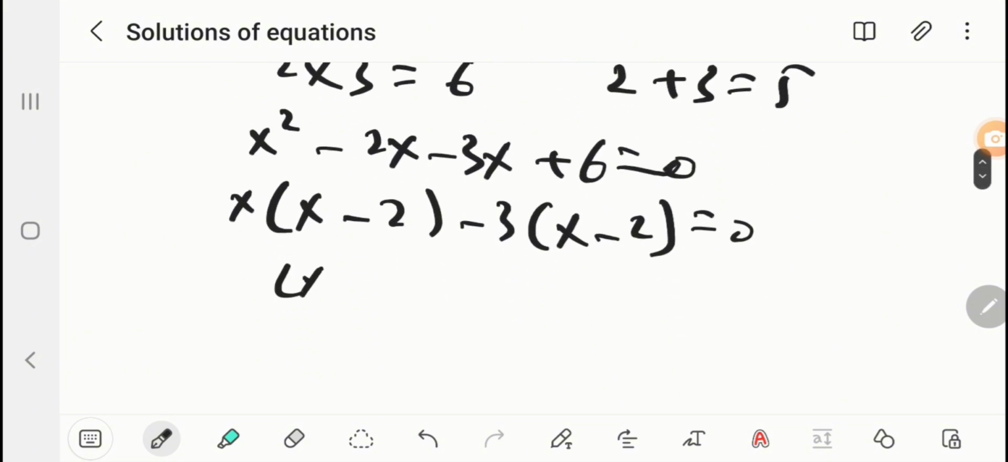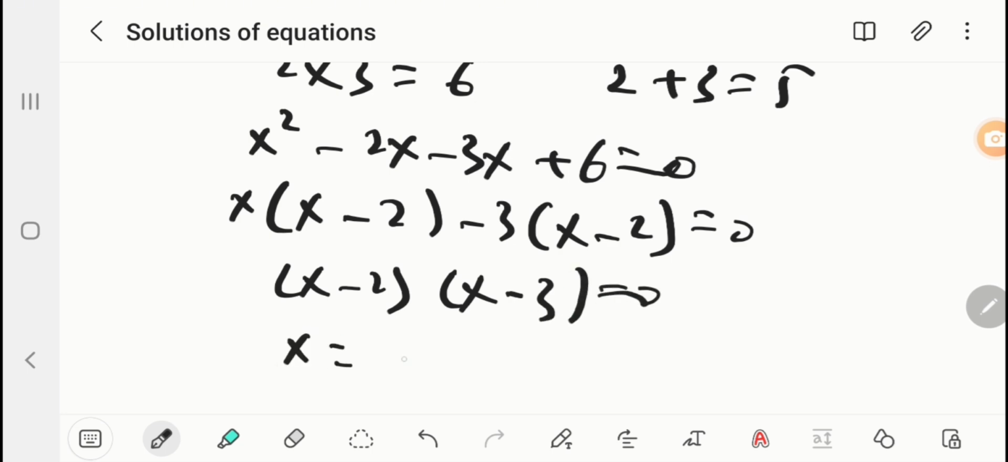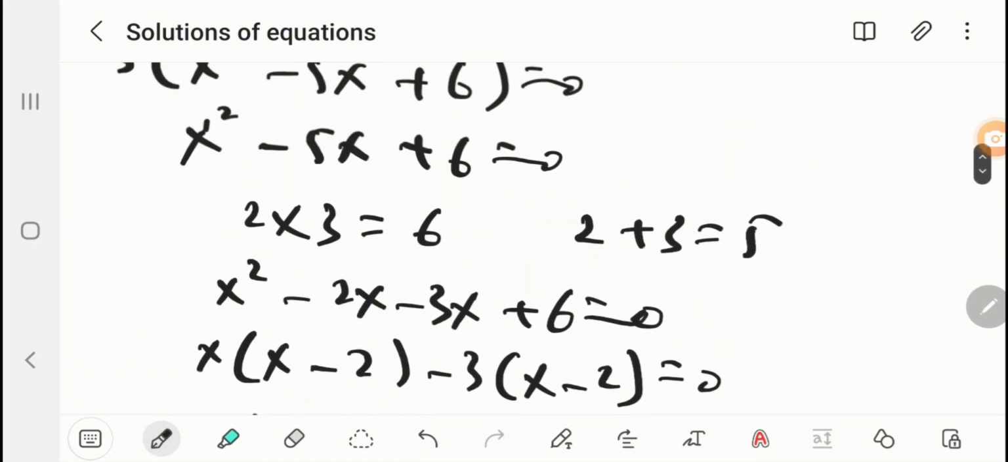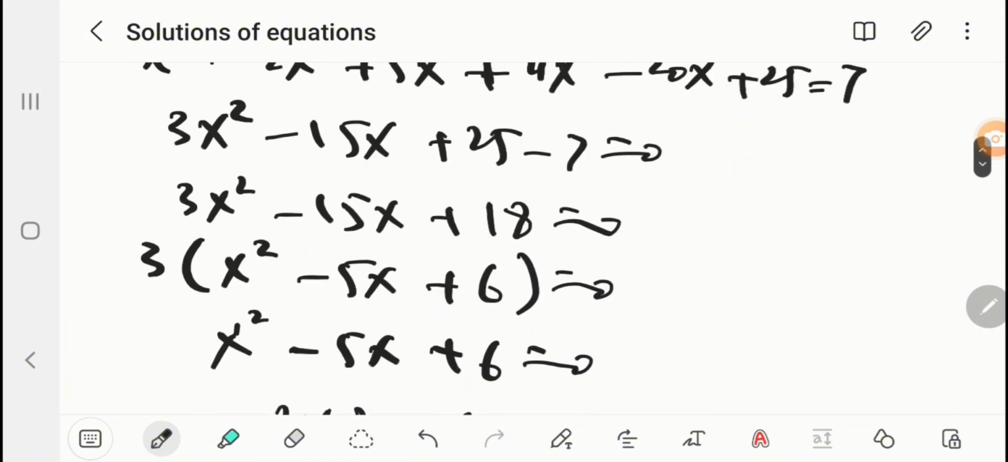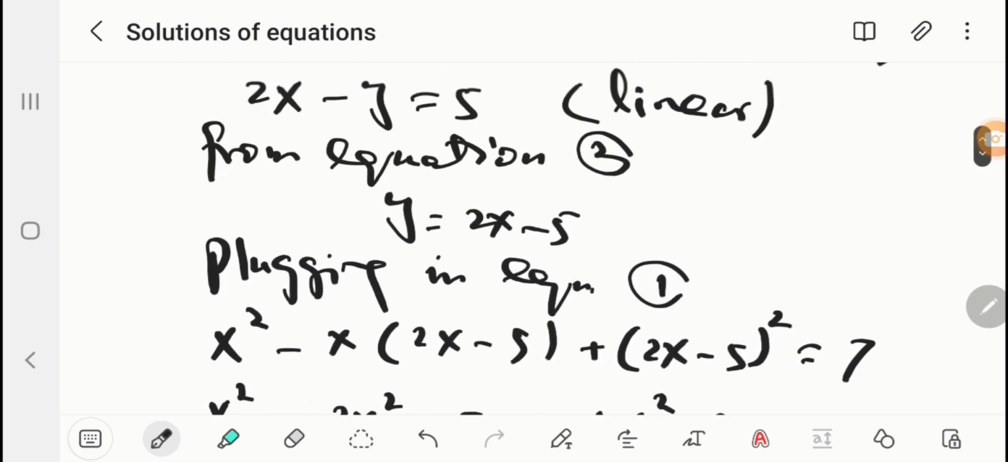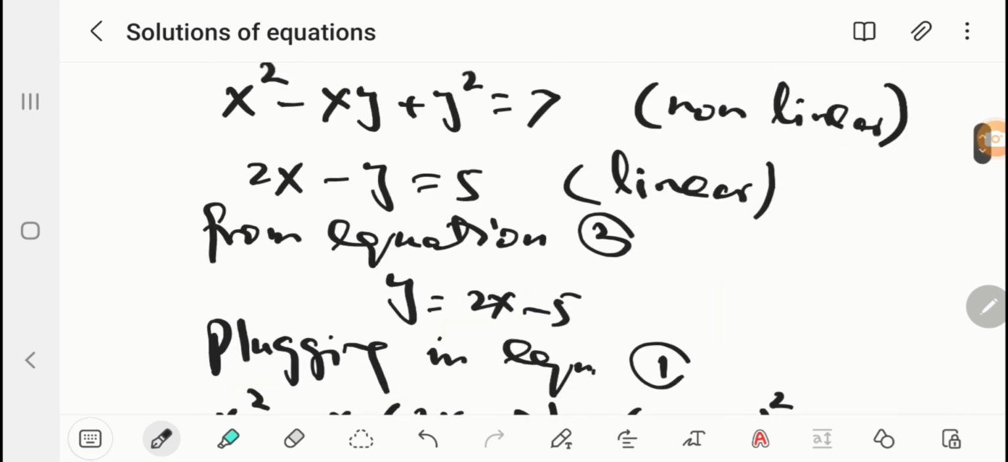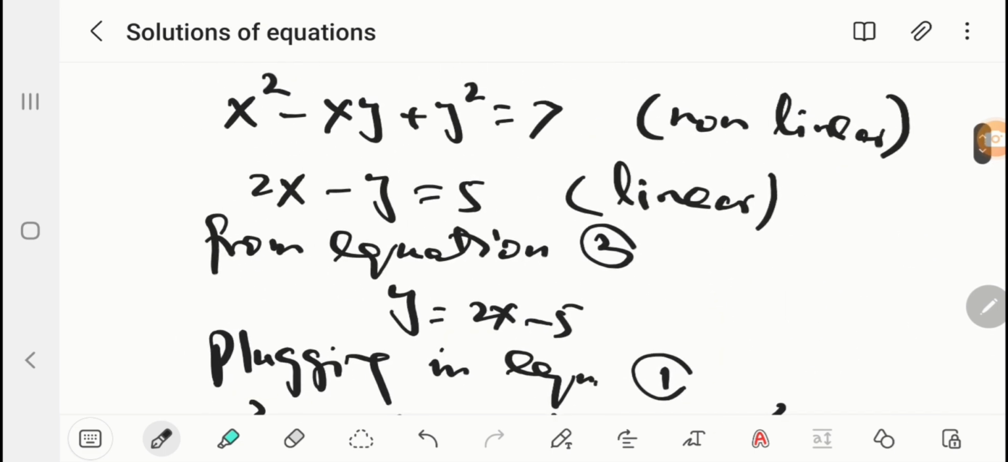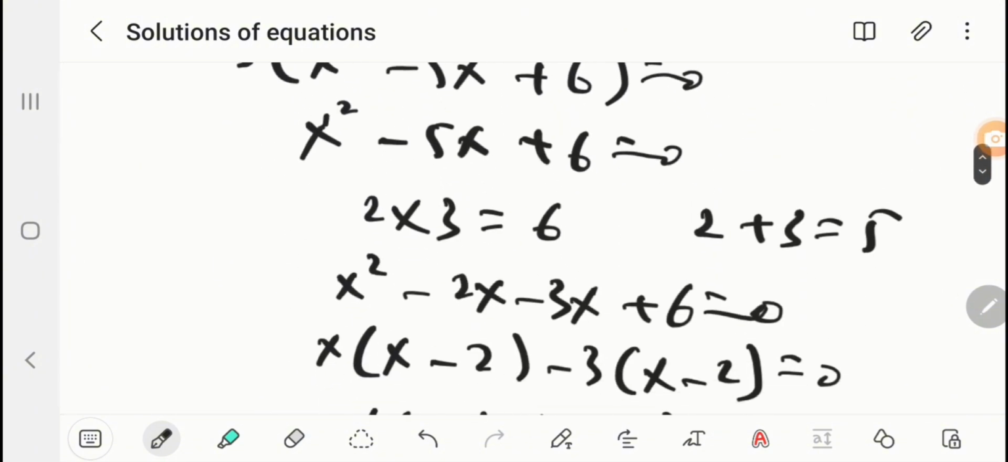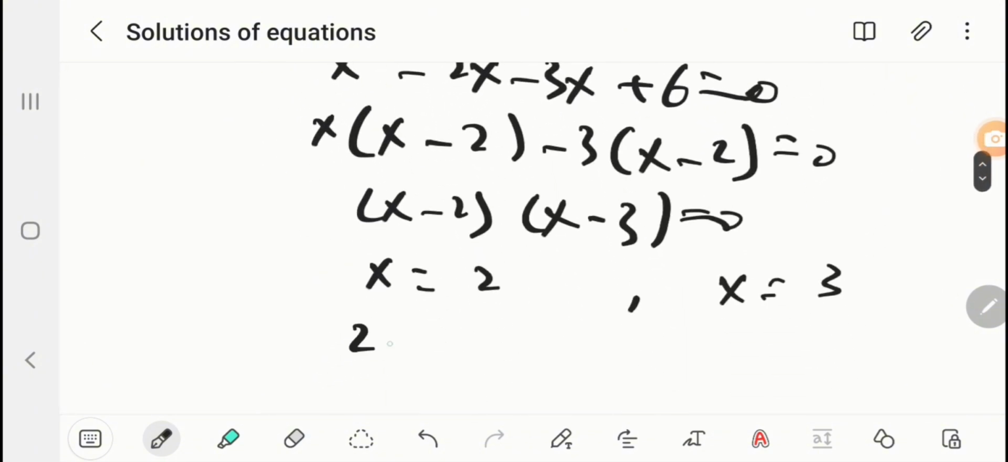Next it is x minus 2 and x minus 3 equal to 0. I will get two values of x, which are x is equal to 2 and the other is x is equal to 3. Now I can find the values of y from the original equation, equation number 2, which is a linear equation: 2x minus y is equal to 5.